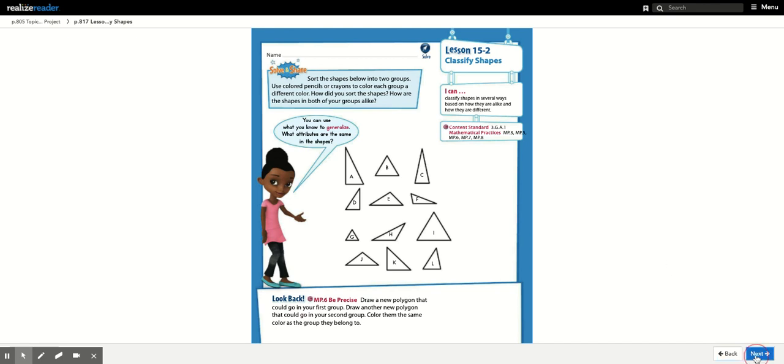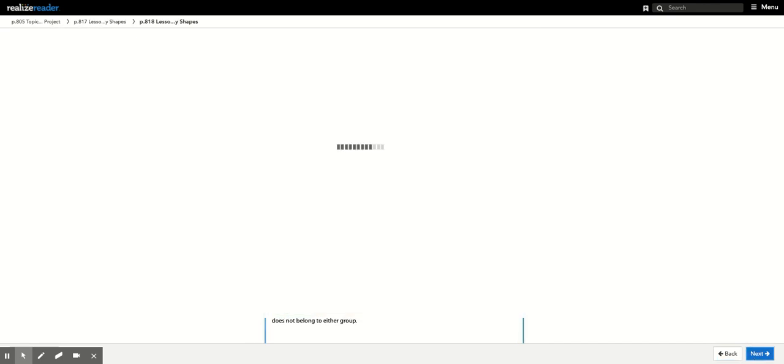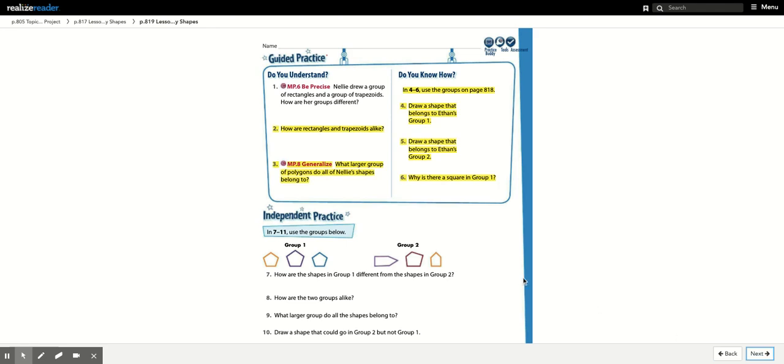Let's take a look at our guided practice. Number one, Nellie drew a group of rectangles and a group of trapezoids. How are her groups different? Before we continue, I'd like to see that you are working on the problems with me, not just listening. Work on them with me, just so you know what to do before you take your quick check and that you've got it down packed.